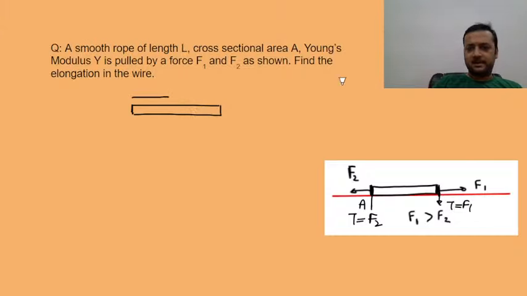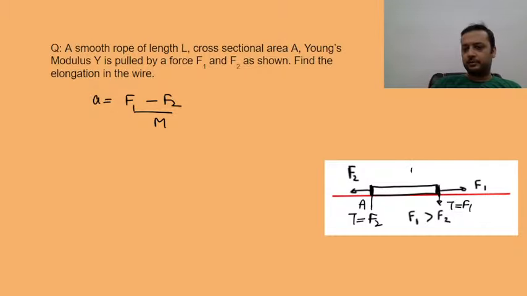Suppose, what will be the acceleration of this rope? The acceleration of this rope will be F1 minus F2, sorry, F1 minus F2 by M, right? Let's say M is the mass of the rope. So F1 minus F2 by M. I'm assuming M to be the mass of the rope. So this will be the acceleration of the rope.